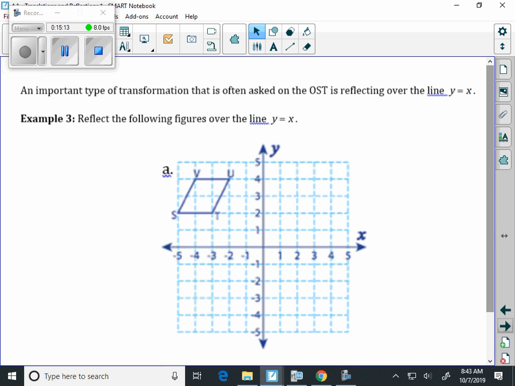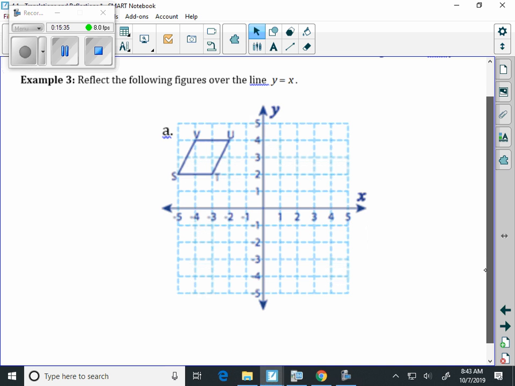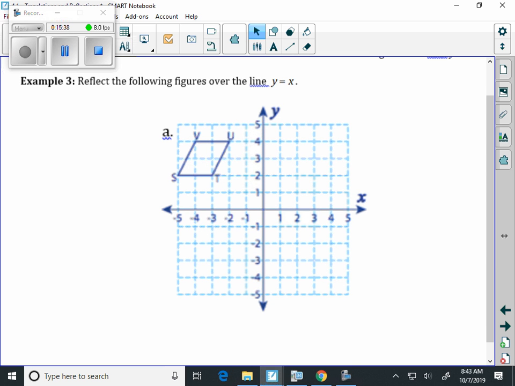The last type of rigid motion is, well, we're still on reflecting actually. An important type of transformation that's often asked on the OST is reflecting over the line y equals x. First of all, we need to know where the line y equals x is. It goes from the bottom left of the graph to the upper right and through the origin. I often draw it with a dotted line.